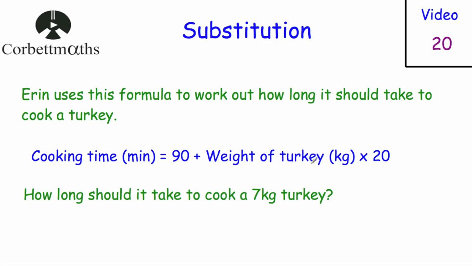So it's the weight of the turkey in kilograms, that's 7 times 20. And then we're going to do 90 plus whatever that is. So remember our order of operations, we've got to do the multiplication before we do the addition. So we're going to do 7 times 20. So 7 times 20 is equal to 140. And then we've got 90 plus 140. So 90 plus 140 is equal to 230 minutes.